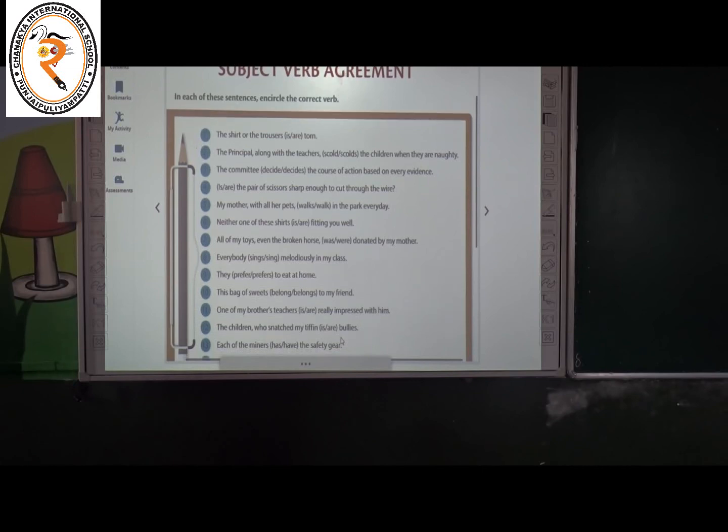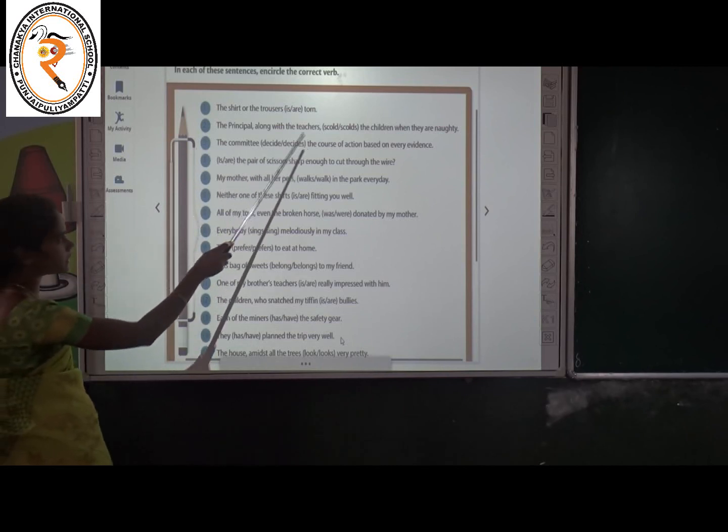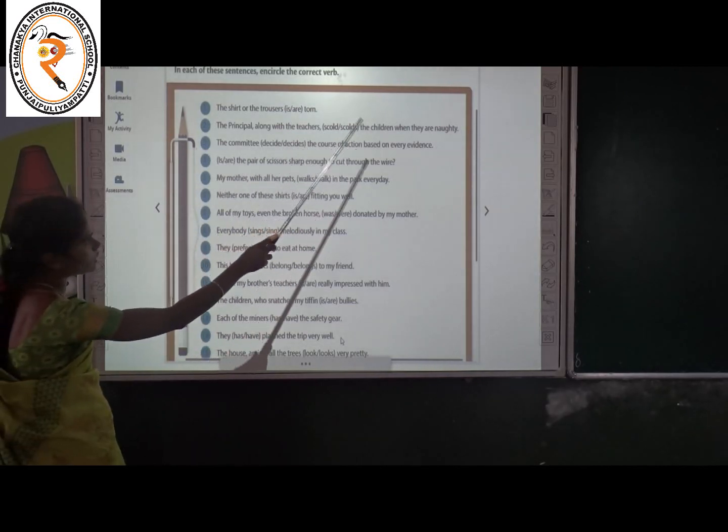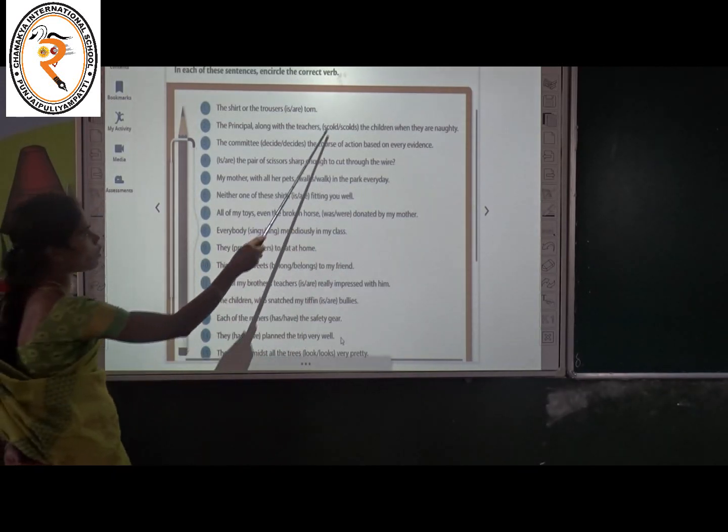Okay. And the second one. The principal along with the teachers scold or scolds the children when they are naughty. So what is the correct verb here? The correct verb is scolds.